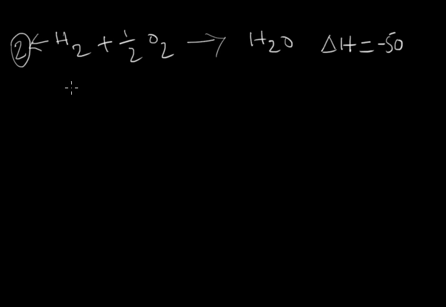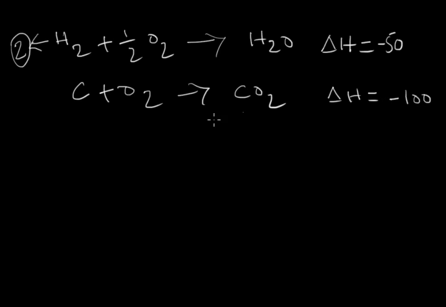heat of formation of carbon dioxide means C plus O2 arrow CO2. Delta H is minus 100 kilojoule mole inverse. It is equation 3.